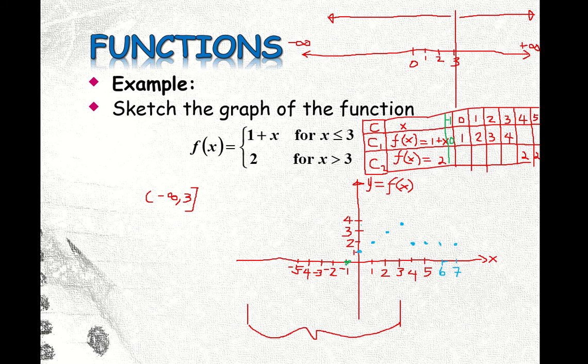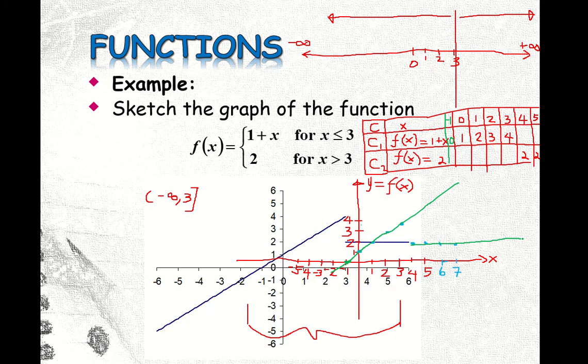Connecting the points, we'll have this straight line. And we also have this one. This is a constant, condition number 2, constant for x greater than 3, then you have a constant 2. That's how to graph a conditional function.